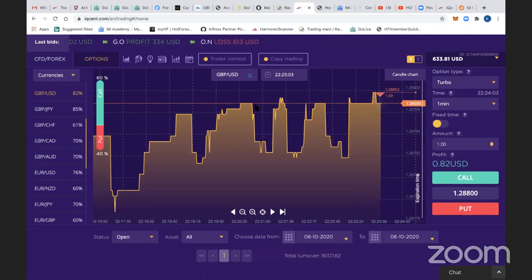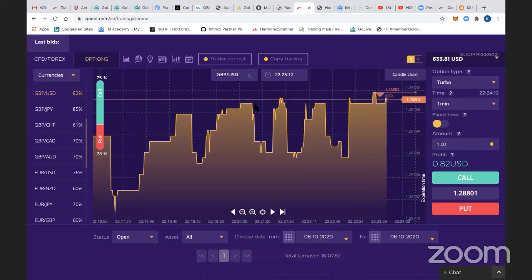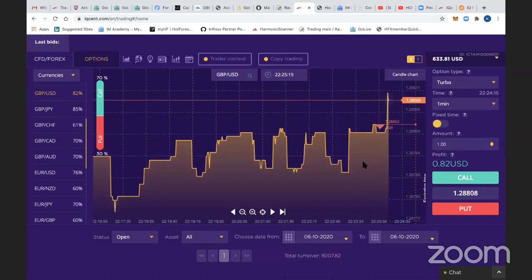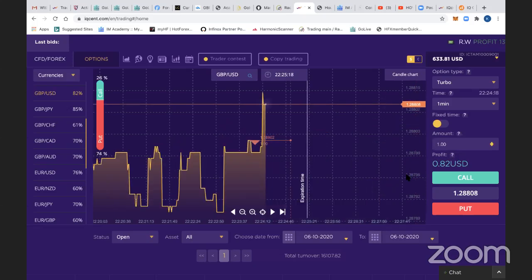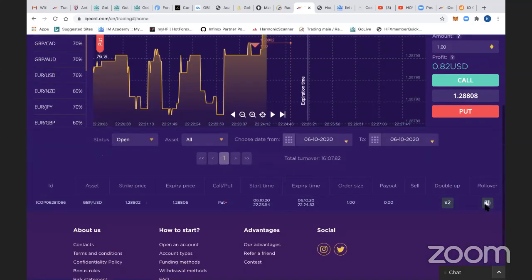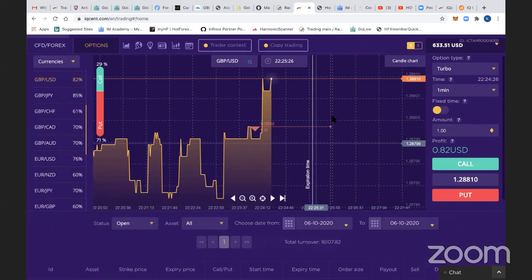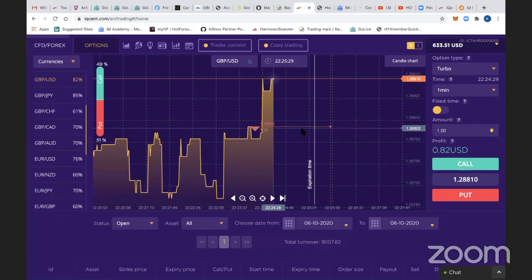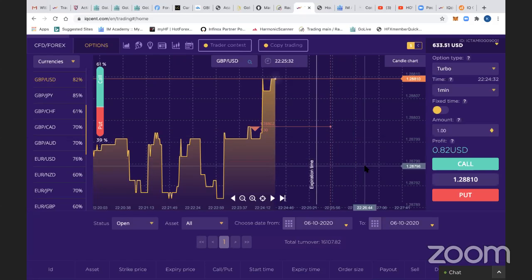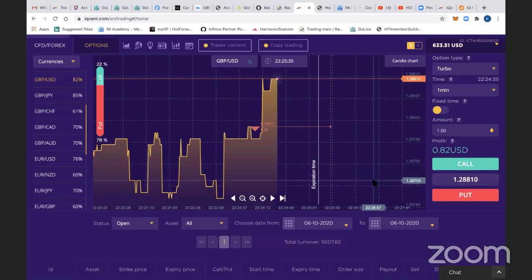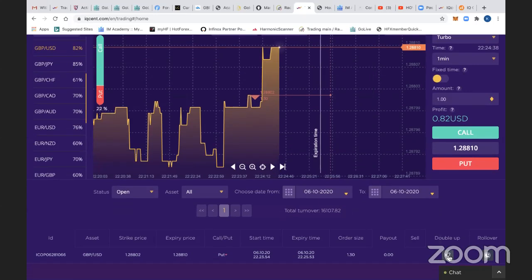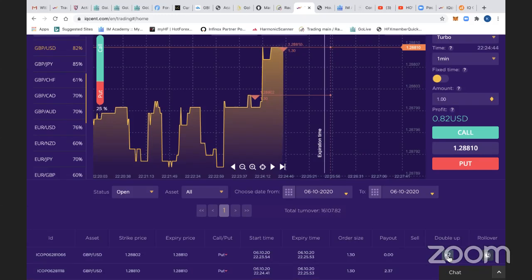Now I'm going to show you the next thing you want to learn on the trade: double up or rollover. What is a double up? A double up means you want to take the trade again for the same time. A rollover means the trade is not in your favor and you want to give it extra time. If I click rollover, it's just going to extend it another 1 minute. Double up means I'm going to take the trade again where it is. If I click on double up, it duplicates the trade and finishes at the same time frame.